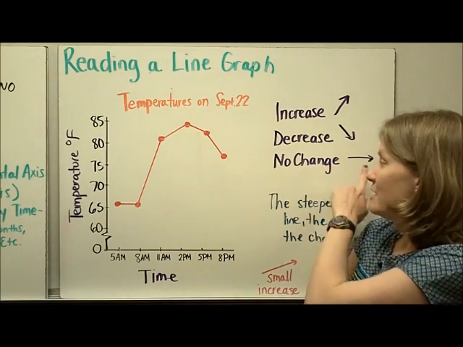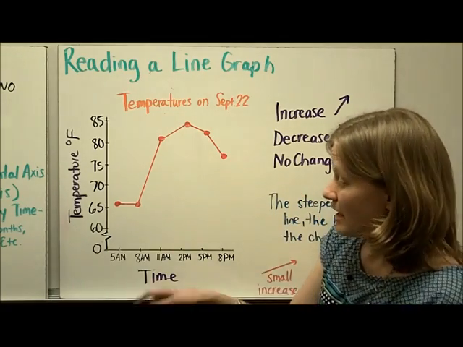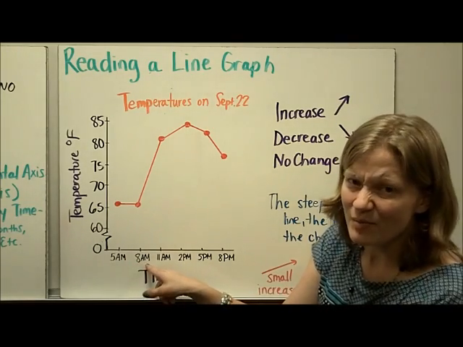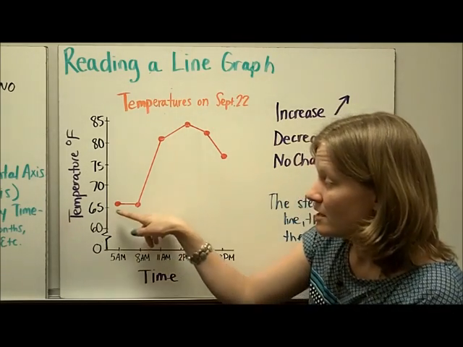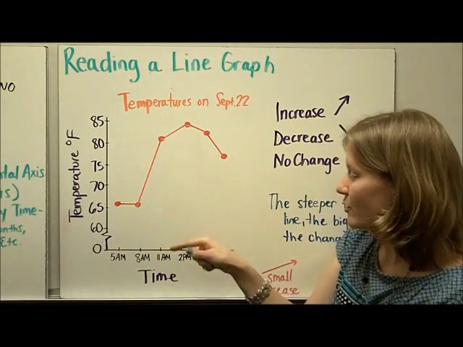If there's no change, that is shown on a line graph by a horizontal line. And you can see here that that's what happened right here between 5 a.m. and 8 a.m. The temperature didn't change, it didn't go up or down, so you just had a data point that was exactly across from the first data point.